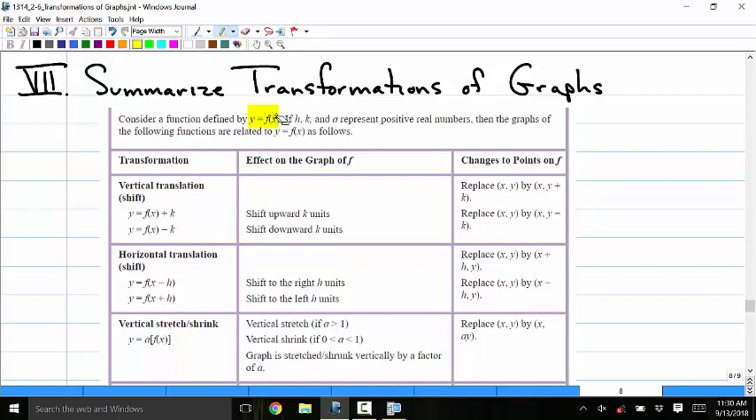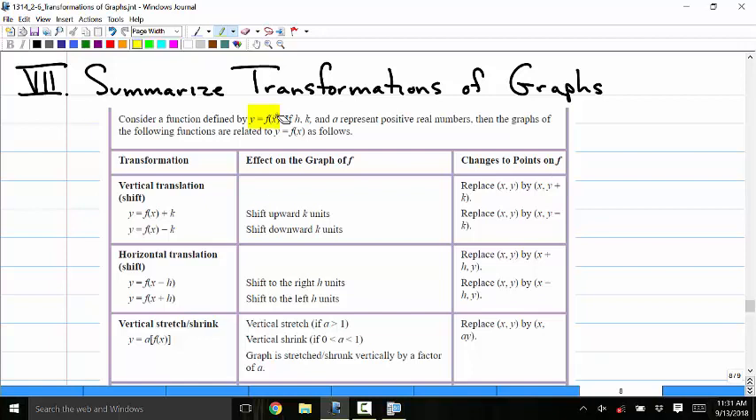Here is your parent function, y equal f of x. What are all of those parent functions? You had y equals x. You had y equals a number. You had y equals x squared. You had y equals square root of x. You had y equal x cubed. You had y equal cube root of x. You had y equal absolute value of x. You had the reciprocal function y equals 1 over x. And you had the reciprocal squared function y equals 1 over x squared. Those were all of your parent functions.